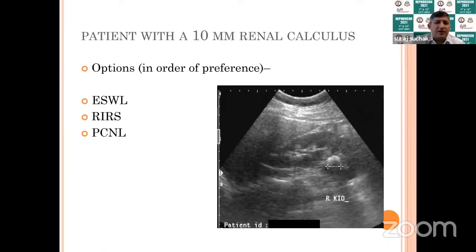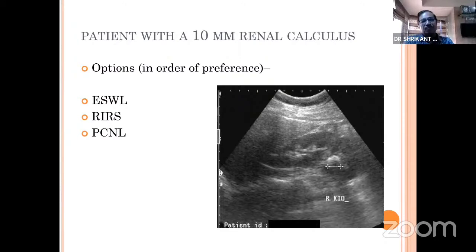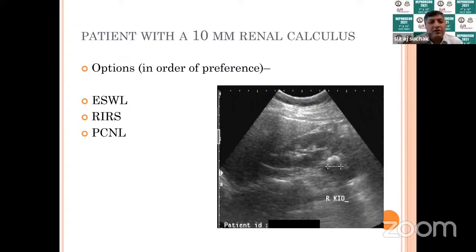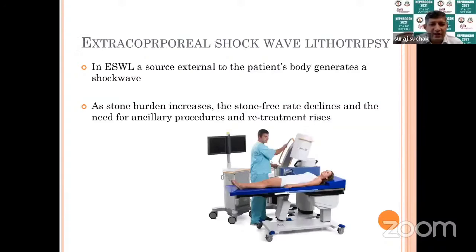If another patient presents with a larger stone, a 10 millimeter renal calculus. So in patients who are presenting with calculi in the kidney, whether it is 10 to 20 or more than that, there are largely three options for treating them: ESWL, RIRS, and PCNL. So in ESWL, basically it's an extracorporeal shockwave generator where the shockwaves are generated outside the body and focused onto the stone inside the kidney.